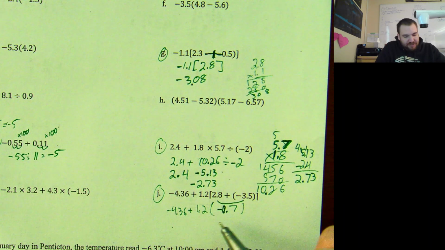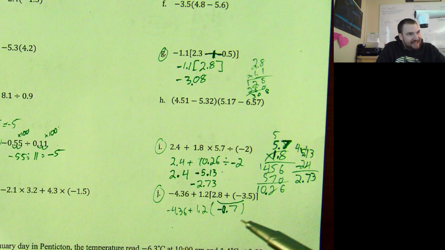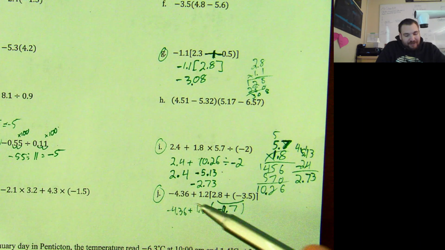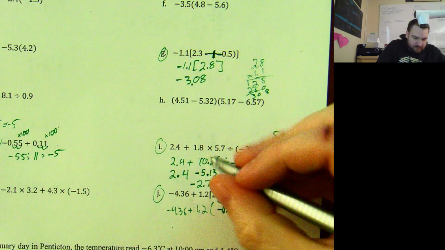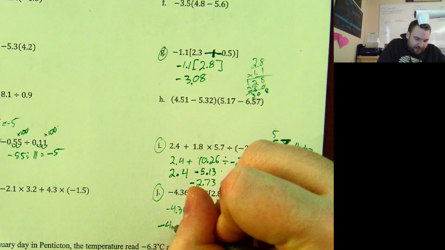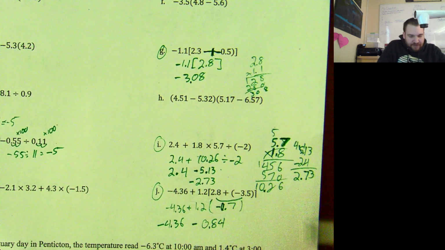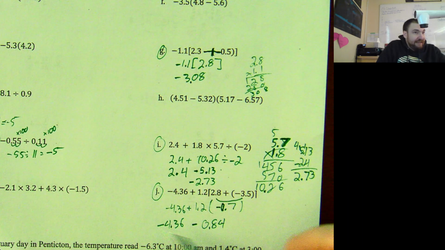So then I've got 1.2 times 0.7. That's very similar to 12 times 7. 12 times 7 is 84. Thank you, Gavin. So 1.2 times 0.7 is going to have 2 decimal places, so it's going to be 0.84, and it's going to be negative. So I got negative 4.36 minus 0.84. When I have a negative subtracting something else, I can just add these two together, and then my final answer is going to be negative.